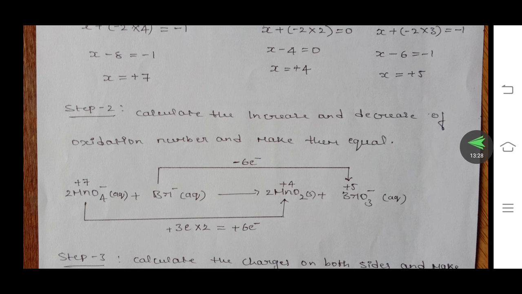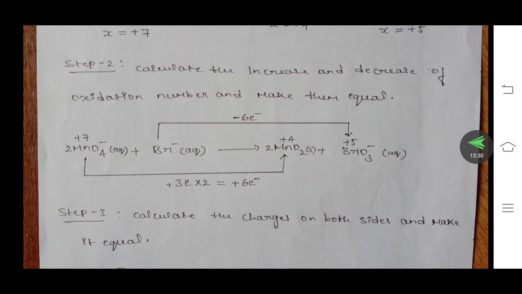Now plus 7 to plus 4. For manganese, you check the oxidation state: on the left side plus 7 is there, and on the right side plus 4 is there. Plus 7 to plus 4, it is gaining 3 electrons. A single manganese is gaining 3 electrons.